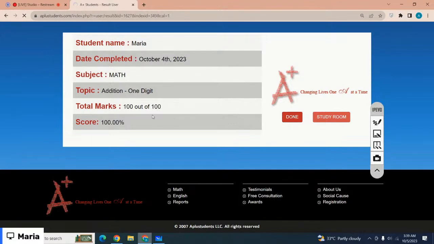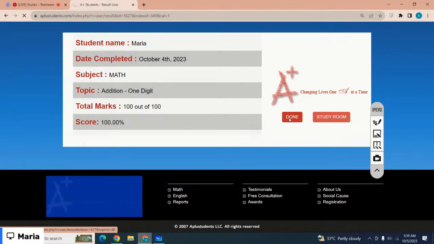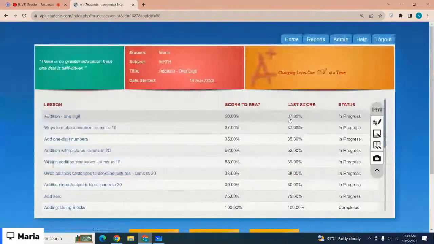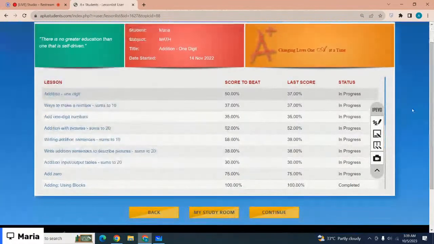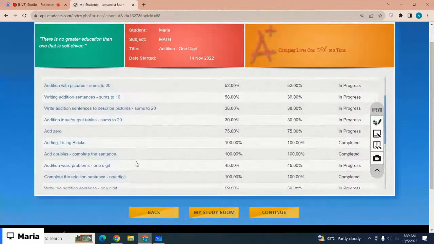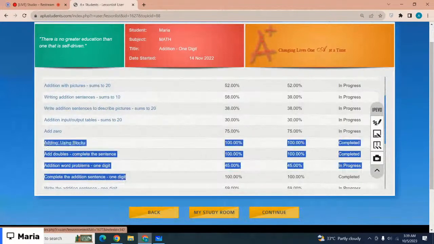So we were working on grade 2 math. The chapter we're working on is addition, one digit. The lessons we have covered today are adding using blocks, add doubles, complete the sentences, addition word problems one digit, and complete the addition sentences one digit, right?